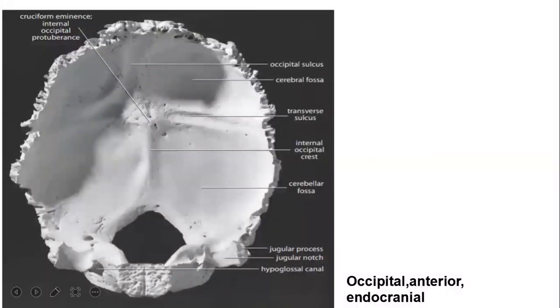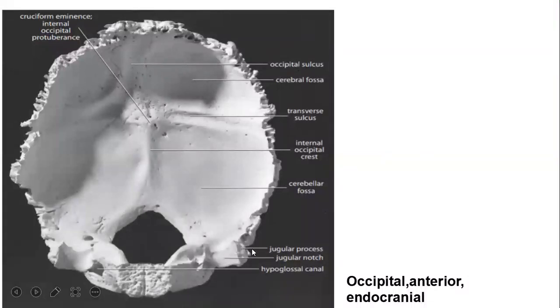Moving ahead, we have the anterior endocranial occipital, and let's review the structures. The occipital sulcus occupies this region. We have the cerebral fossa, then the transverse sulcus, internal occipital crest, then the cerebellar fossa. Mark the difference. Cerebral lies here, then the cerebellar dominates this other position.